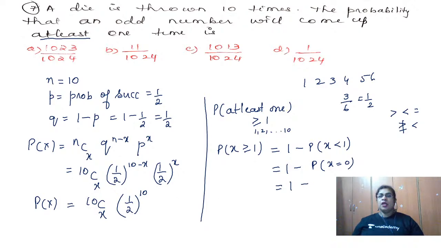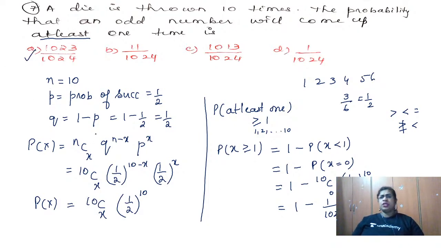So therefore, this is equal to 1 minus, substitute in place of x as 0. So therefore, it is 10C0 half to the power 10. So therefore, it is 1 minus 10C0, which is 1, into half to the power 10. What is half to the power 10? We are getting it is 1 by 1024. So it is 1 minus 1 by 1024, and therefore it is 1024 minus 1 by 1024. How much is that? 1023 by 1024. So which option is satisfied? It is nothing but the A option, right?